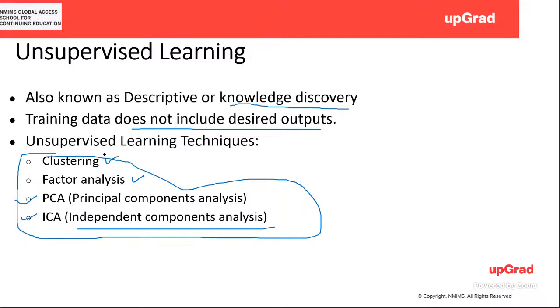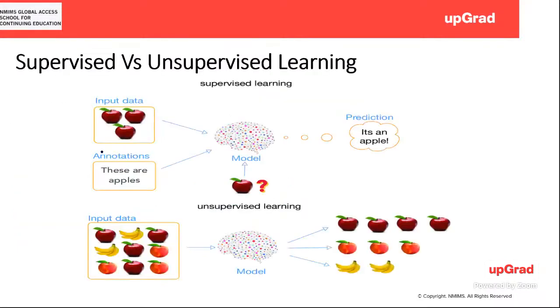Okay, so let me show you one example, right? Here you can see I am giving input data like apple images to the machine, and I'm giving annotations also. Annotations means labels, these are apples, right? And the machine learning model learned, and then if I give a new image of an apple as input, it can make a prediction that it is an apple.